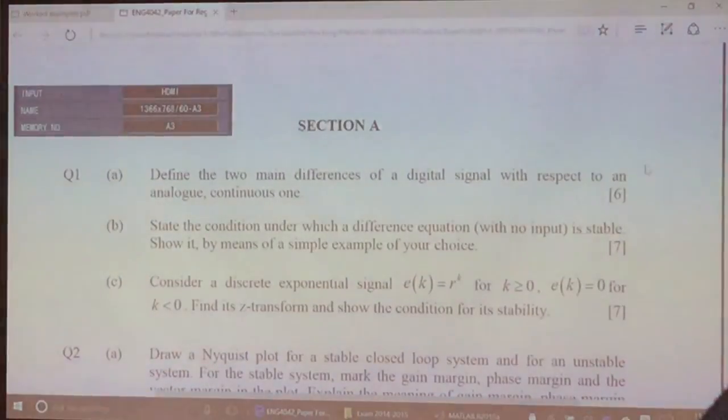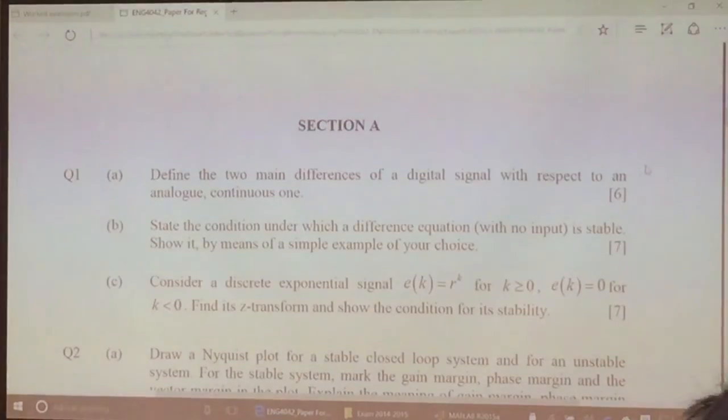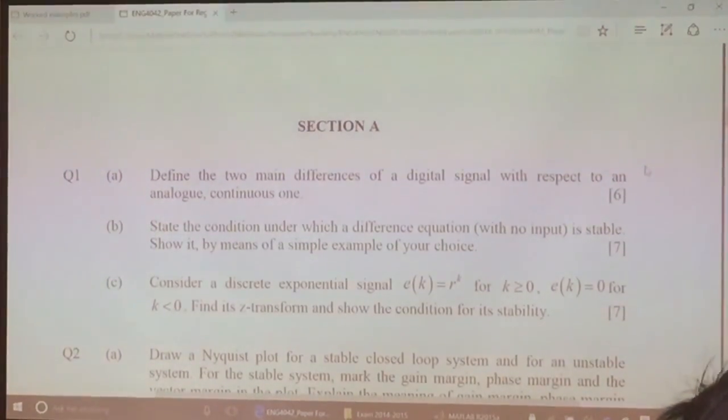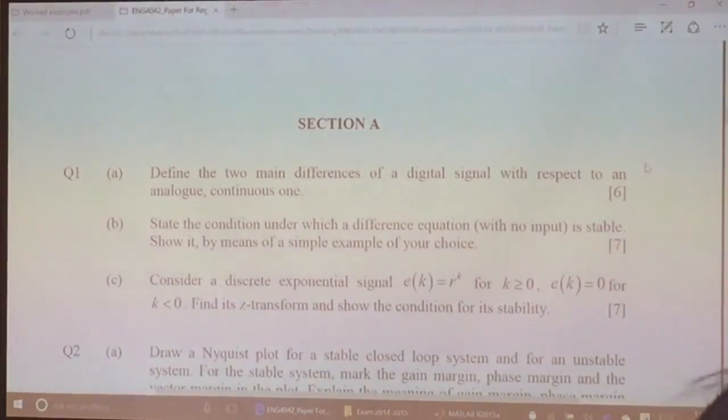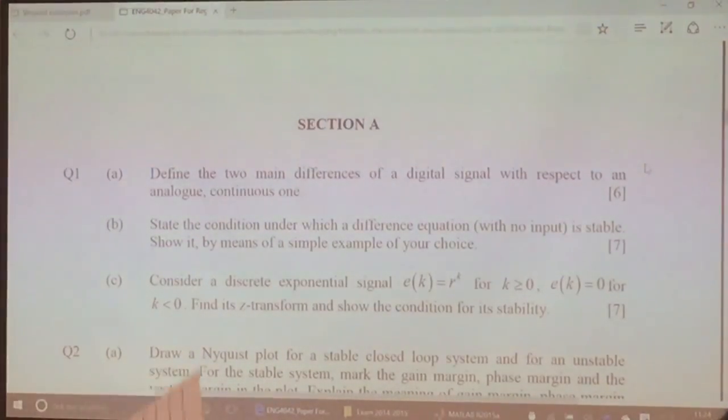In the last part, which is part C, it says, consider a discrete exponential signal, ek equal to r to the power of k for k greater than or equal to 0, and ek equal to 0 for k less than 0. Find the z transform and show the condition for the stability. So it's essentially an exponential signal. You need to find the z transform and show the stability.